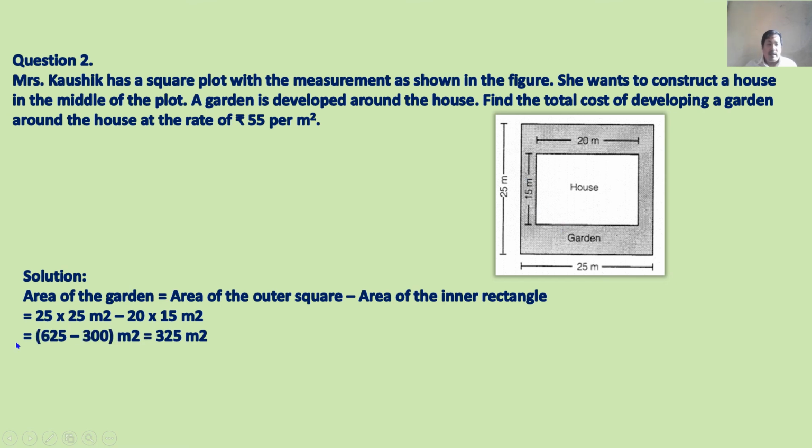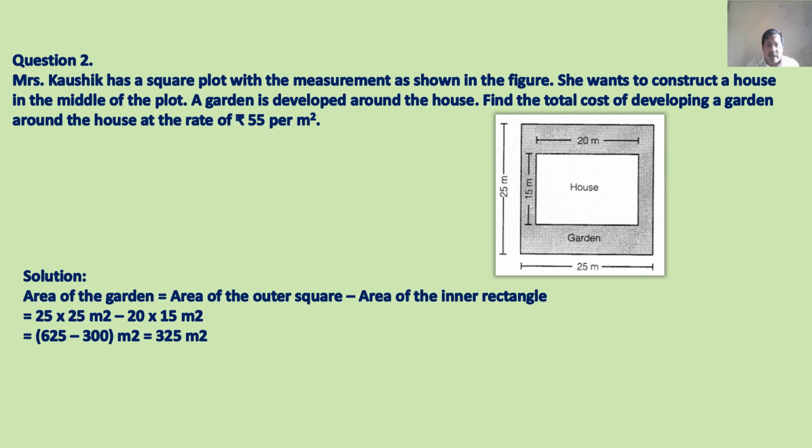So here the answer is 625 for the area of the plot. Okay, area of the plot is 625 and the area of the region where the house is, is 300. So we subtract it and we get 325, 325 meters square. 325 meters square is the area to develop the garden.